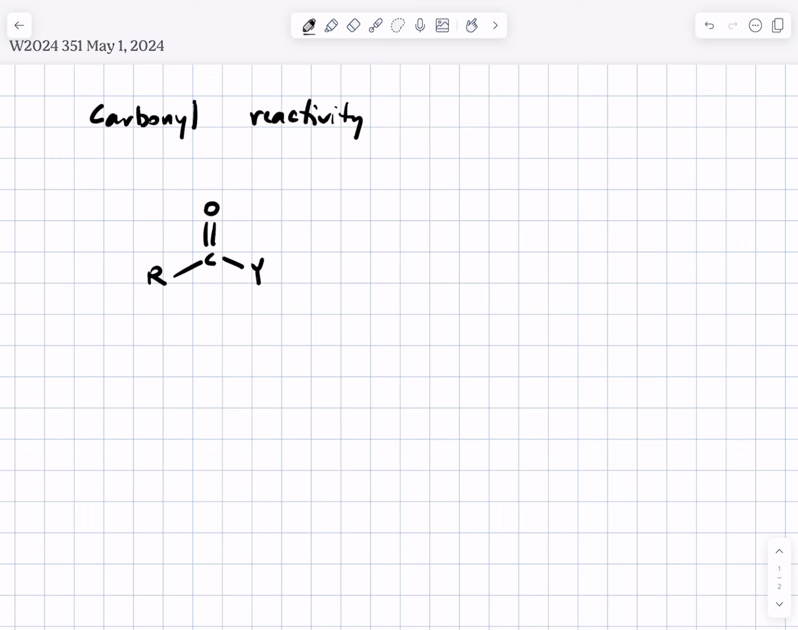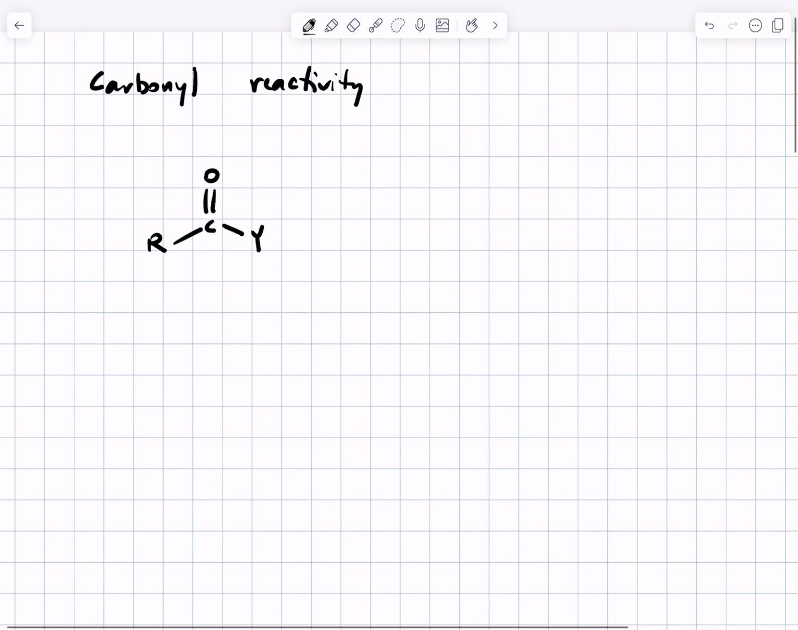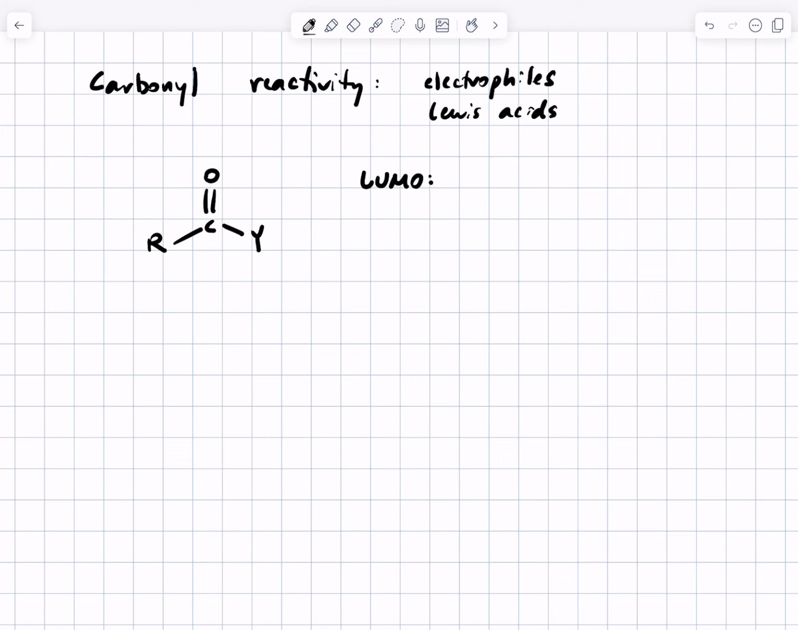In terms of carbonyl reactivity, we're going to focus on carbonyls as electrophiles. And when we're thinking about electrophiles, or in other words, Lewis acids or electron acceptors, we're thinking of molecules that have a low energy lowest unoccupied molecular orbital, or LUMO. So what is the LUMO of a carbonyl compound? Anybody remember? Pi star, the carbon-oxygen pi star antibonding orbital.